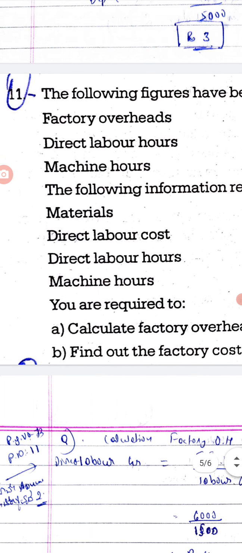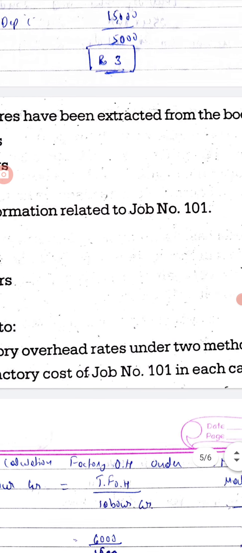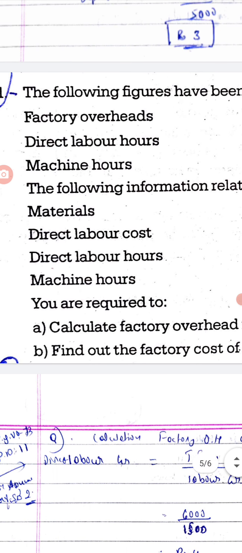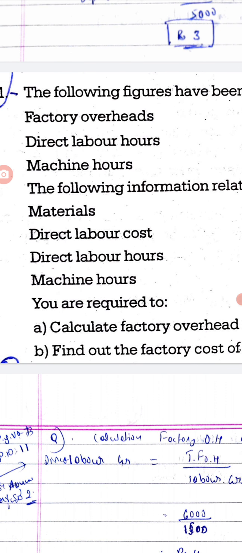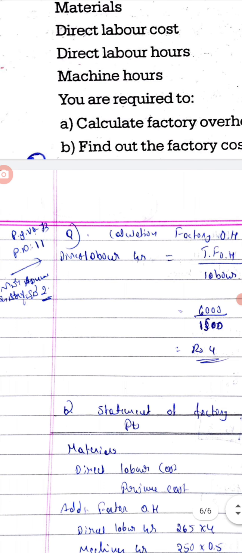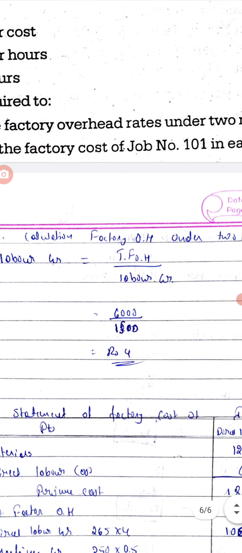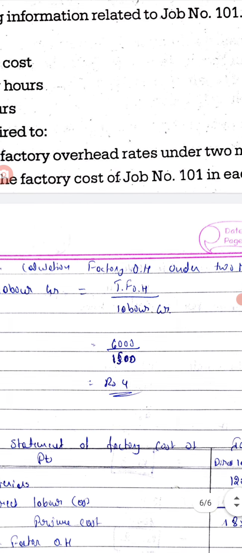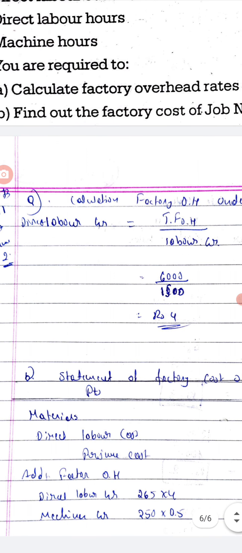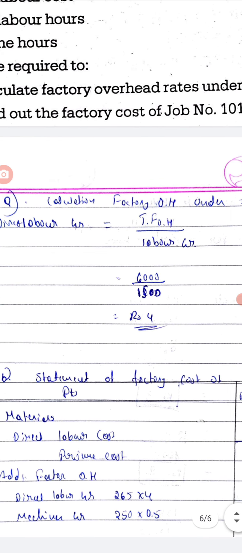Similarly, there is one more problem with regard to absorption rate. The following figures have been extracted from the books of a company: 6,000, 1,500, 12,000. That is factory overheads, direct labor hours, machine hours. And then information is given for job number 101: labor cost, direct labor hours, machine hours. You are required to calculate factory overheads under two methods, that is labor hour and machine hour method, and also find out the factory cost of job number 101 in each case.